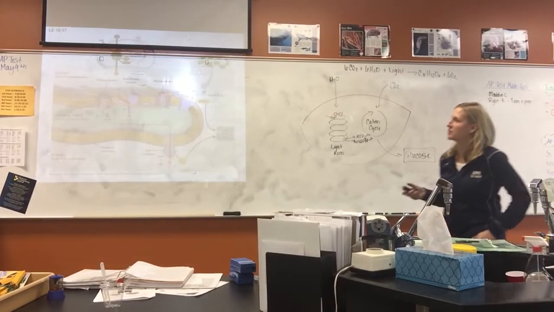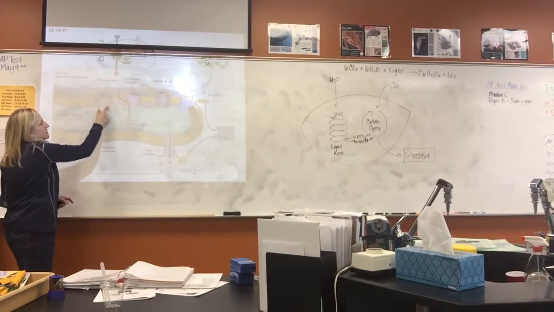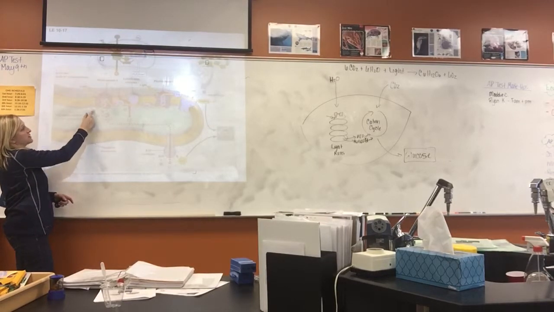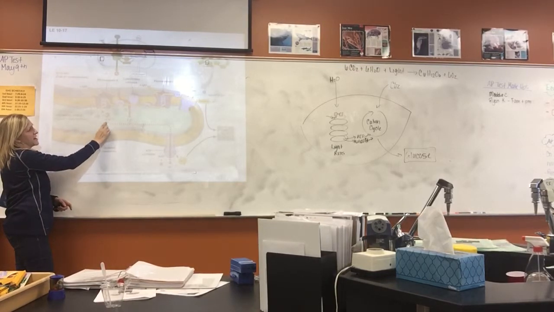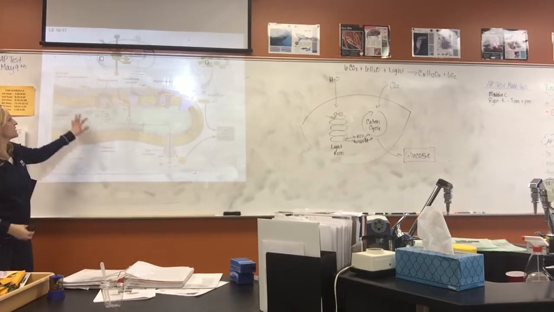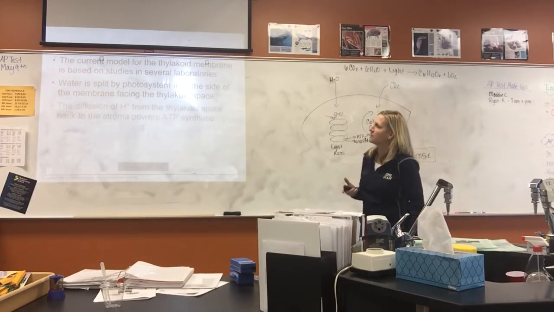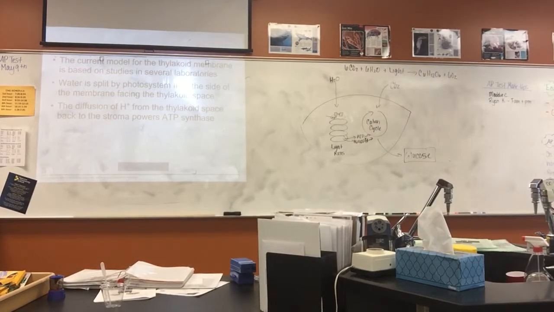I want to show you this real quick. Let's look at why that is. So here's the water. Water is split by photosystem 2 at the very beginning, right? And when it's split, the H pluses land on the side facing the thylakoid space, because we need the H pluses to make our high concentration of H pluses in the thylakoid. Okay? That's what that means. All right, next bullet. The diffusion of H pluses from the thylakoid space back to the stroma powers ATP synthase.